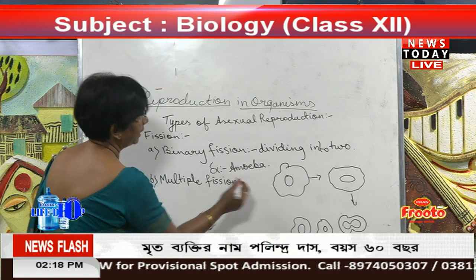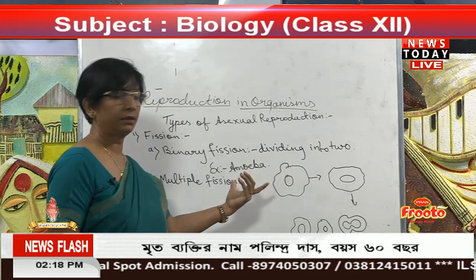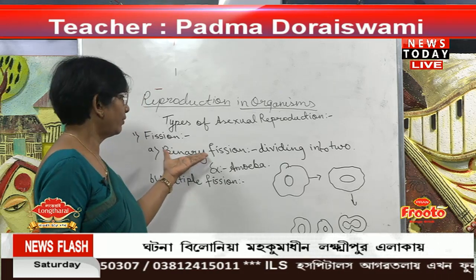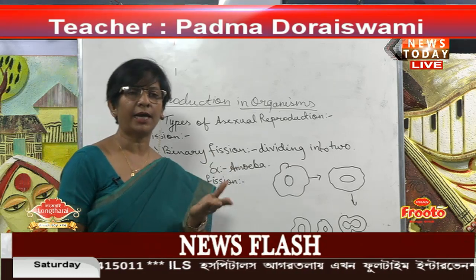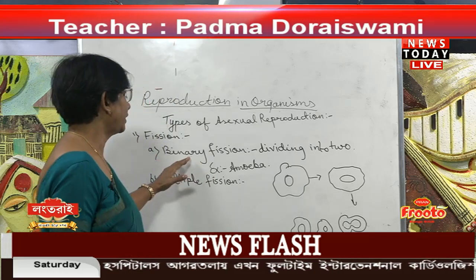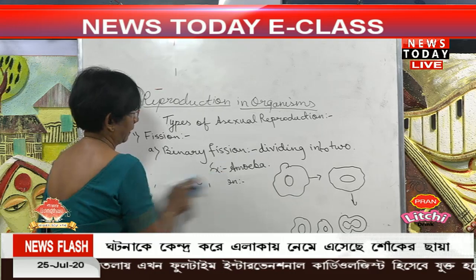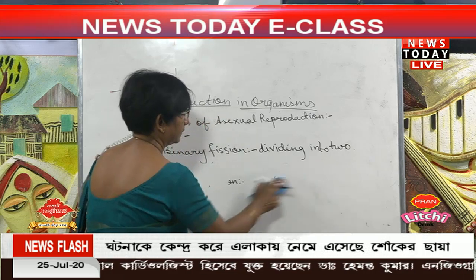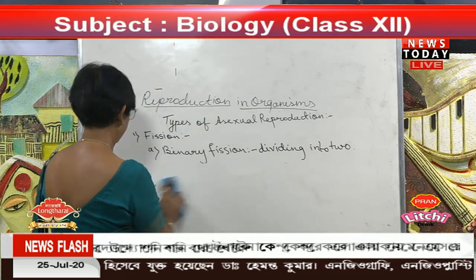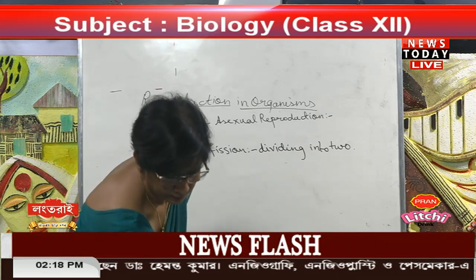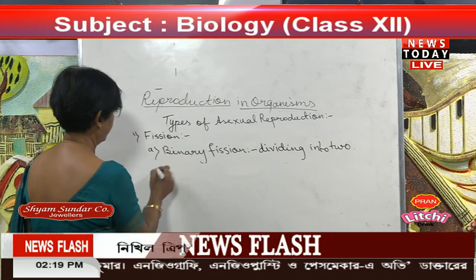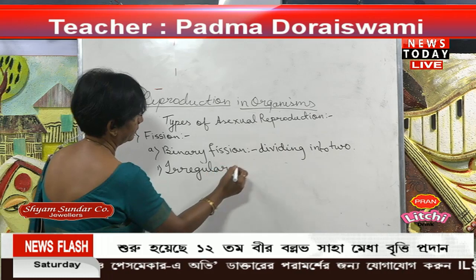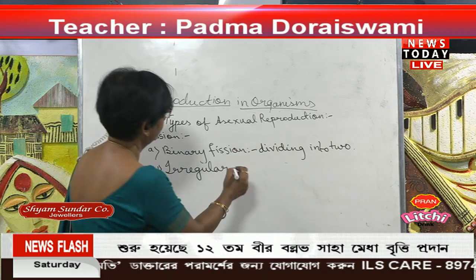Multiple fission means the organism's body divides into more than two parts. Now, we will go to binary fission. In binary fission, according to the plane of division, it is again divided into four types. The first one is irregular binary fission.